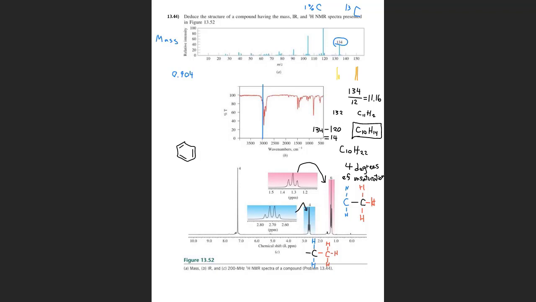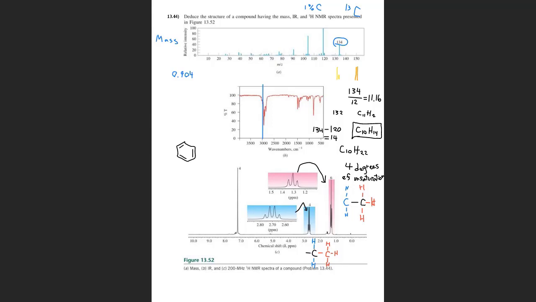So that tells me that since there's 4 of these hydrogens, the blue hydrogens, I probably have 2 CH2-CH3 groups. Because I have 2 CH3 groups giving me a total of 6 here, and I have 2 CH2 groups giving me a total of 4 here.